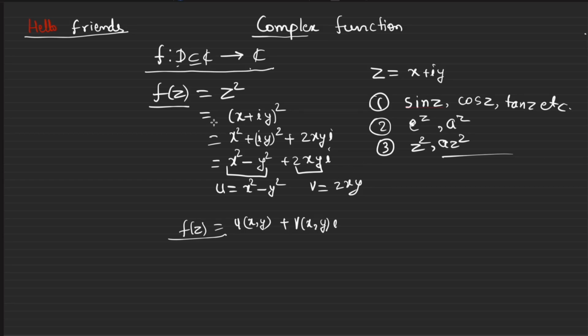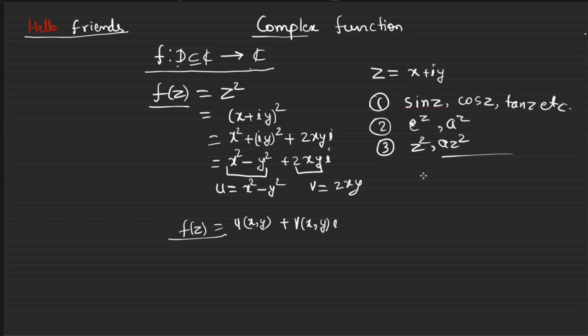And the next thing we need to study is what is single valued function and multiple valued function. Single valued function means that if we put a value of z, then we get only one value of f(z). If we get only one value for each corresponding z, then we say that it is a single valued function. And if we get more than one, then we say it is a multiple valued function.